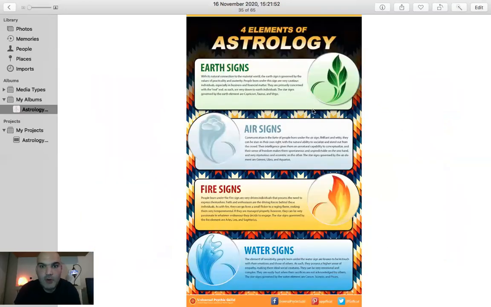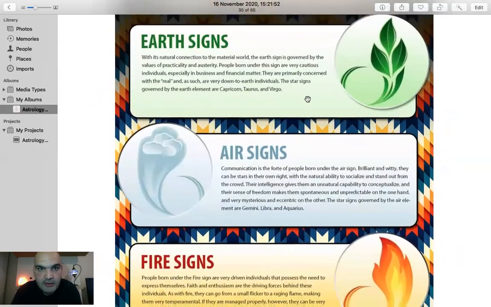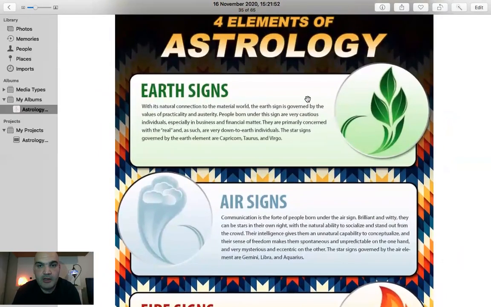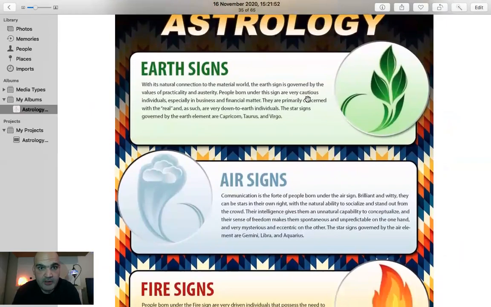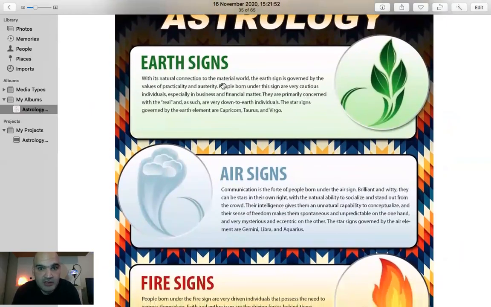So moving on, what I'll do, I'm just going to expand this and then I'll read about each element. So earth signs, with its natural connection to the material world, the earth sign is governed by the values of practicality and austerity. People born under these signs are very cautious individuals, especially in business and financial matters. They are primarily concerned with the real and as such are very down-to-earth individuals. The star signs governed by the earth element are Capricorn, Taurus, and Virgo.